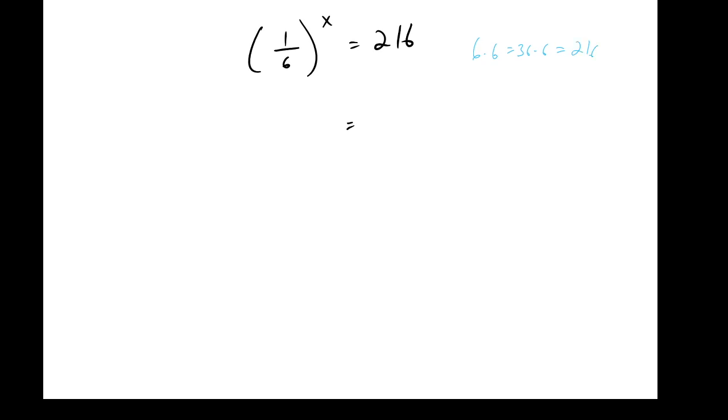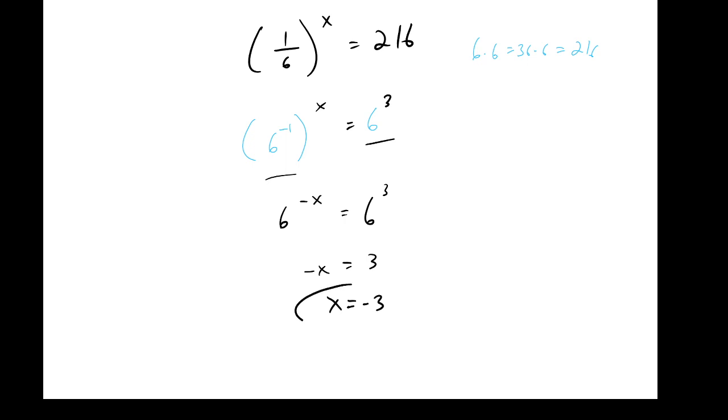So I have this as 6 to the 3rd power, and now I have my base of 6 here. Making 1/6 is 6 to the negative 1, and that's still to the x. I need to make my bases match, which they do. Then I take my 6 to the negative 1, and I have 6 to the negative x, which is equal to 6 to the 3rd. In other words, negative x is equal to 3, so x is equal to negative 3.